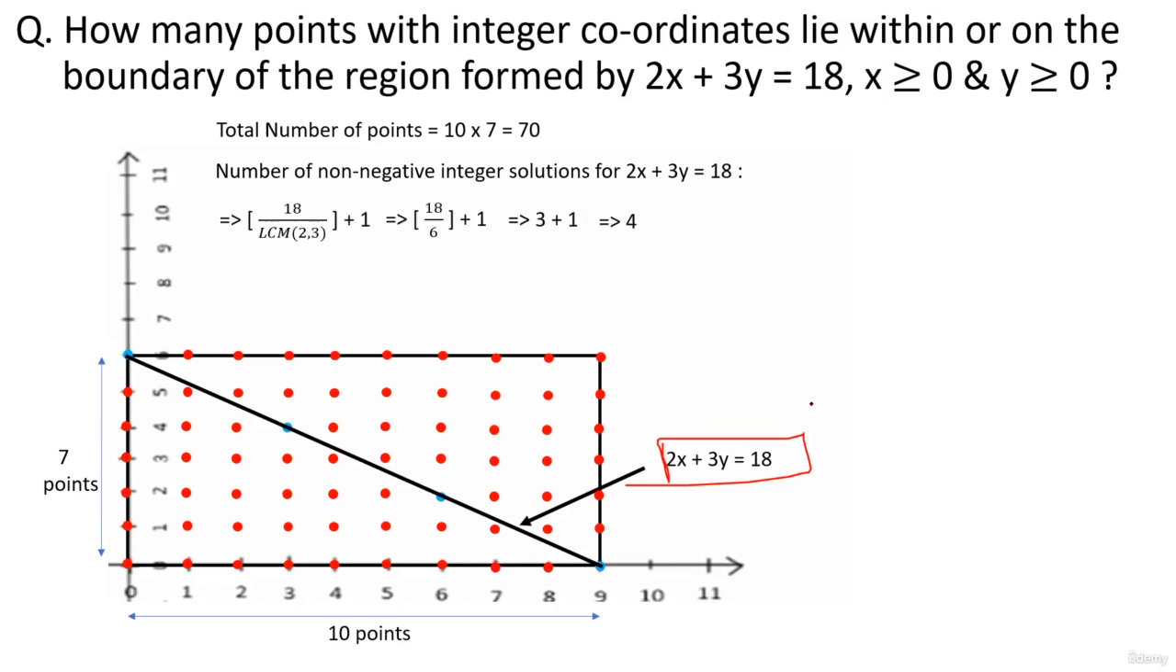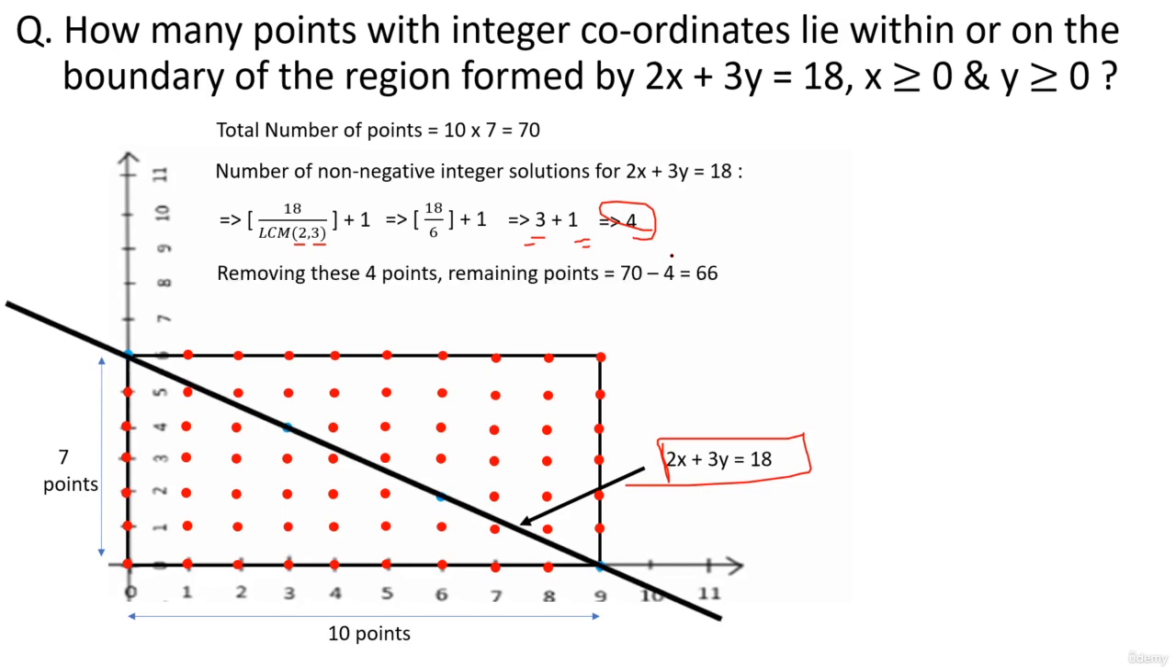We will apply that here. So 18 divided by LCM of 2 and 3, plus 1. 18 upon 6, floor, plus 1. 18 upon 6 is 3, and the floor of 3 is again 3. Greatest integer value plus 1 is 4. So you can deduce this value as 4. So from these 70 points, we now remove the 4 points lying on this line. The remaining number of points is 66, right?